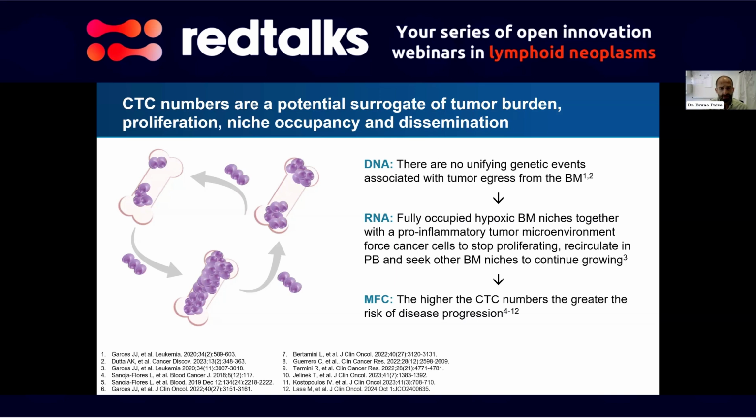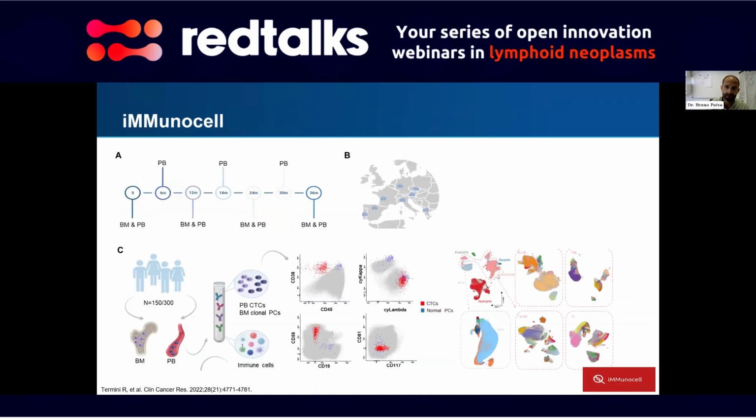In other words, if this hypothesis was true, then the numbers of CTCs in the blood would be a surrogate not only of tumor burden, but also proliferation, niche occupancy, and definitely of disease dissemination, and therefore an exquisite prognostic factor. And in fact, more recently, many studies are showing that the higher the CTC numbers, the greater the risk of disease progression in myeloma.